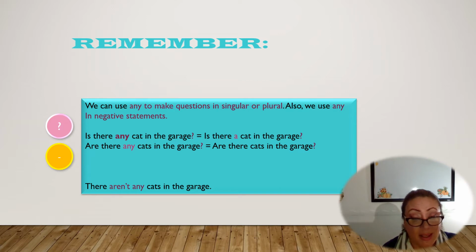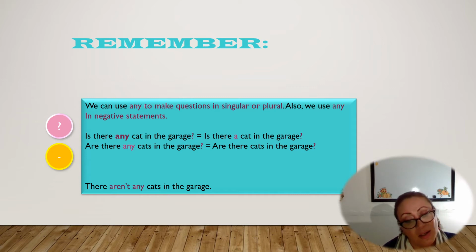This is a plural question. Are there any cats? Because I can count the cats, right? So it doesn't matter if you have a singular or plural. Are there any cats in the garage? Because I am making a question, you have to put the any, or if you want to avoid the any, you will also be correct.